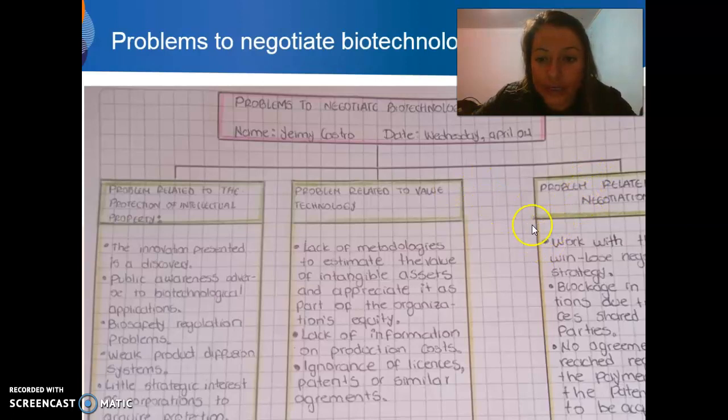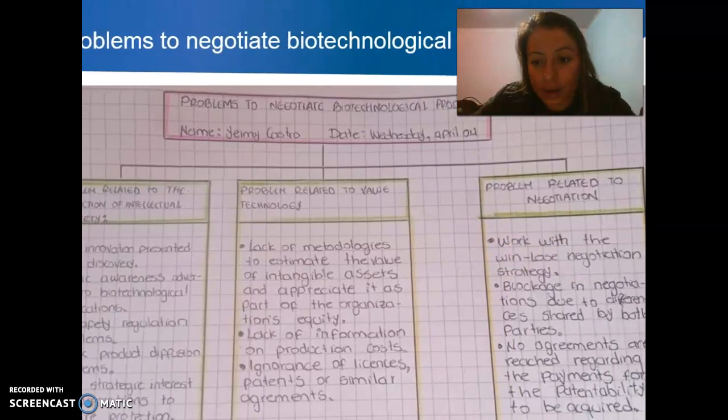Problem related to the negotiation, work with win-loss negotiation strategies. Blockage in the negotiation due to the difference between both parties. No agreements are reached regarding the payments for the patentability to be acquired.